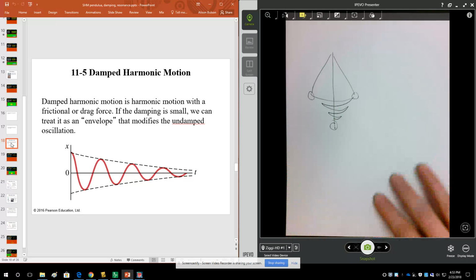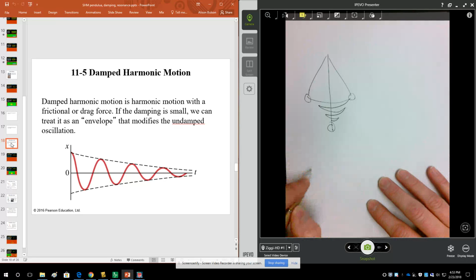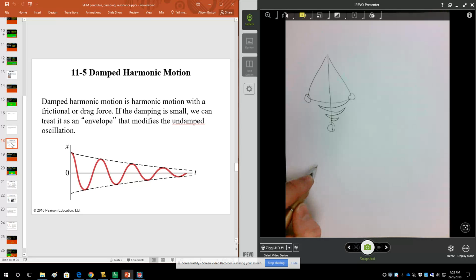So if the damping is small, if that frictional force is small compared to the restoring force on the pendulum or compared to the restoring force due to the spring, then we treat the damping as an envelope. The envelope causes the amplitude of the oscillation to get smaller and smaller, but it doesn't change the frequency or the period. So the damping affects the amplitude, but not the frequency or period.